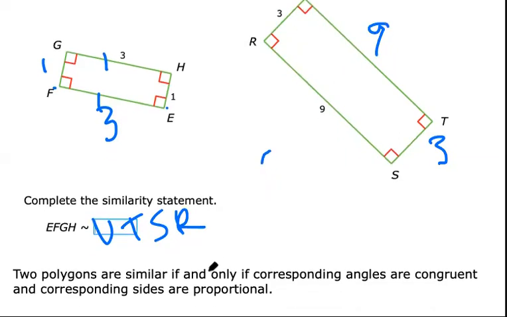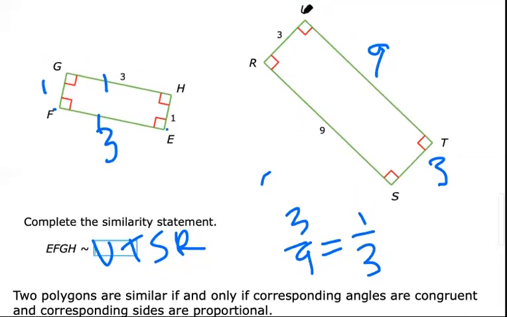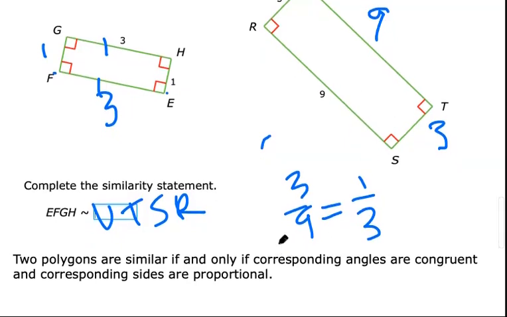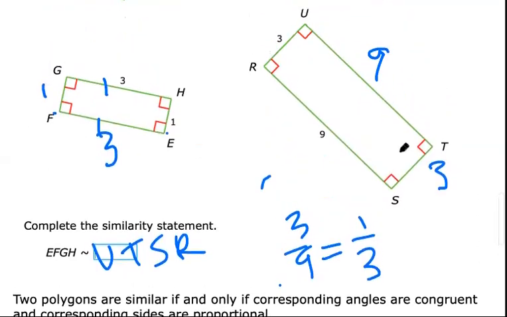Number 2, polygons are similar if and only if the corresponding angles are congruent. Corresponding sides are proportional. Okay, so these are all proportional here. So you got 3 over 9 is equal to 1 over 3. Okay, so I'm looking, for example, at GH. So GH would be 3, and then the top right there would be UT, which is 9. And then the next side I'm looking at is HE, for example, and TS. That's going to be 3. So 1 over 3. So those are similar and corresponding angles, all 90-degree angles.